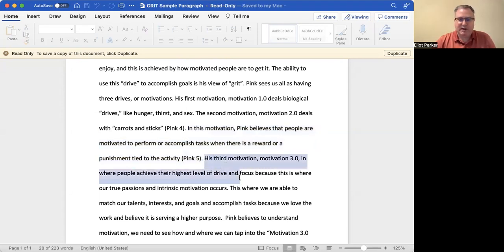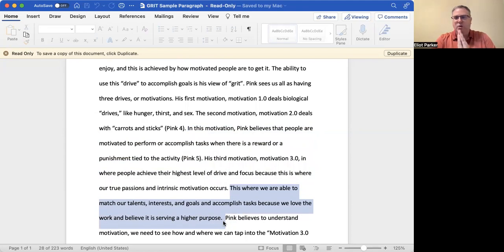And then I go on to talk about his third motivation, 3.0, in which people achieve their highest level of drive, because this is where our true passions and intrinsic motivations are. And here's another qualifying sentence that explains why that's important. This is where we match our talents, our interests, and our goals to accomplish tasks, because the work we do, we love, and we believe that it is serving some kind of a higher purpose.